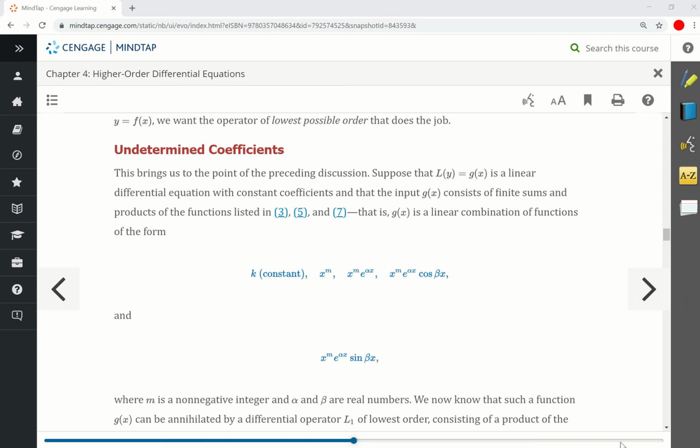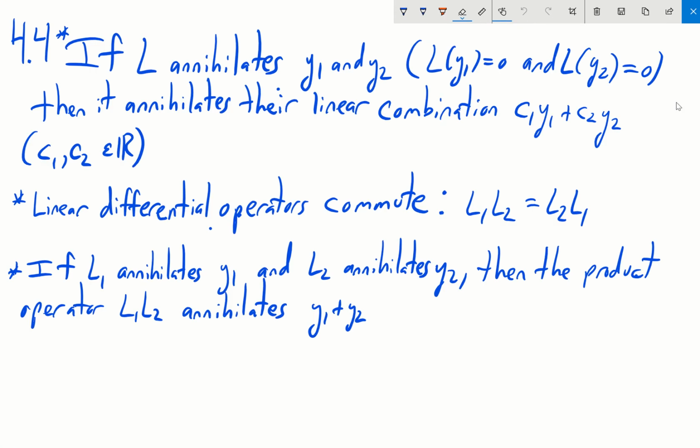What we're going to look at next is just highlighting some of the properties we've already seen of differential operators. Let's suppose that L is an operator that annihilates both y1 and y2. So that means that if you apply the differential operator L to the function y1, we get 0. And if we apply L to y2, we also get 0. Then it will annihilate their linear combination, c1y1 plus c2y2, where c1 and c2 are real numbers.